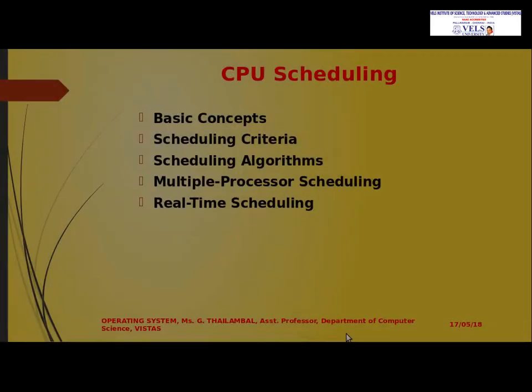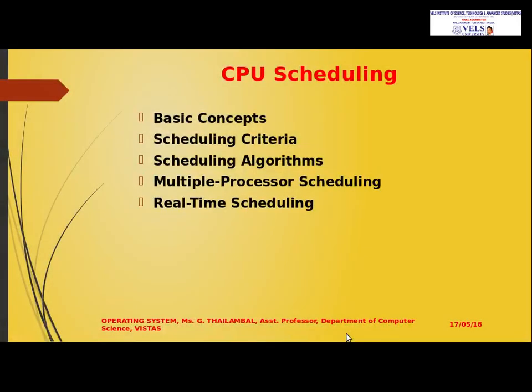Students, today we are going to see CPU scheduling algorithms and deadlock in operating system. In CPU scheduling algorithms we are going to see how multiple process scheduling is happening and real-time scheduling is happening, and also some algorithms used by the CPU for scheduling.